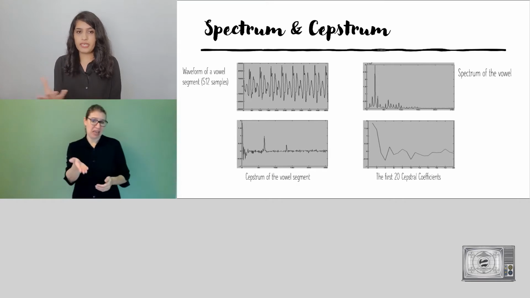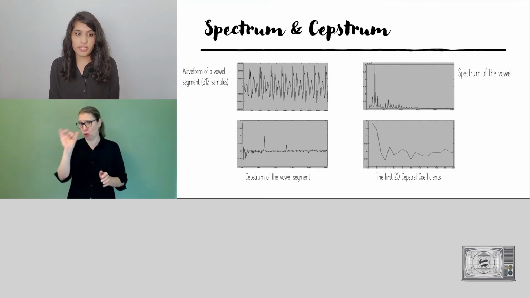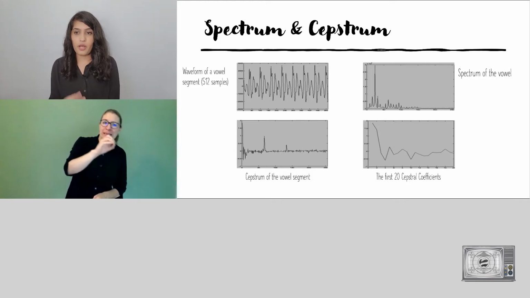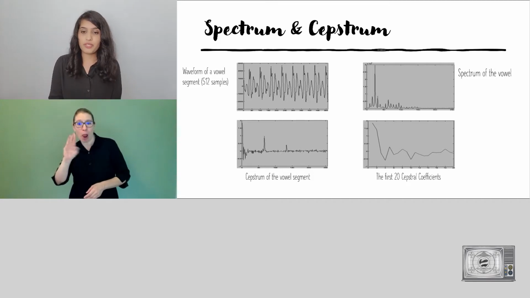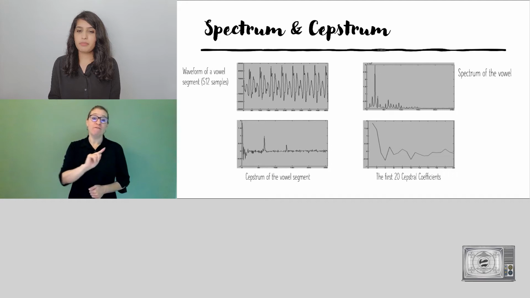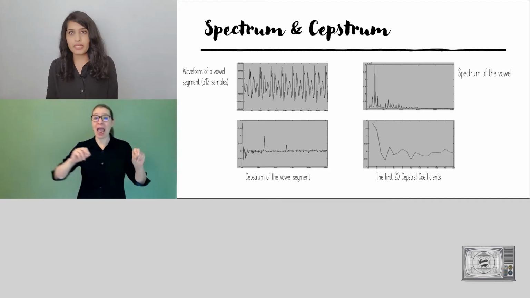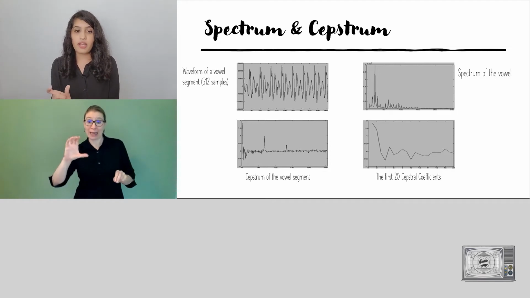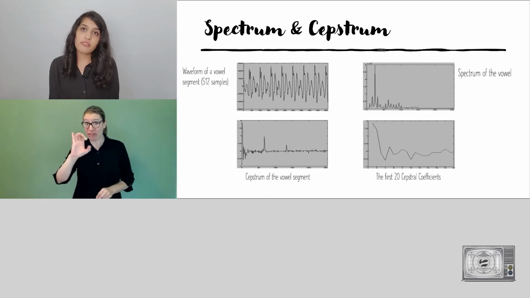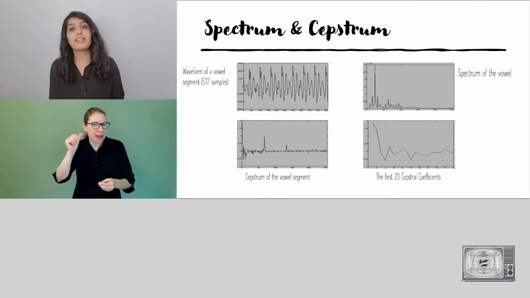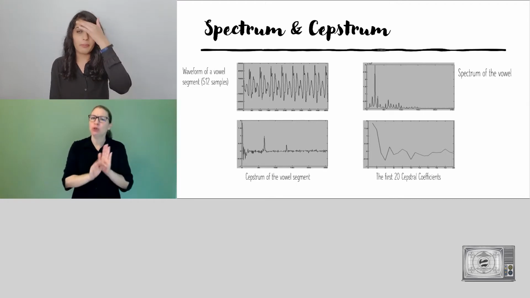Visually, this is how the charts look for a particular vowel: how the spectrum looks, and how the cepstrum looks. In machine learning, typically the first 13, sometimes the first 20, cepstral coefficients are considered to contain a lot of important information about the audio, and they make great features for building machine learning models.